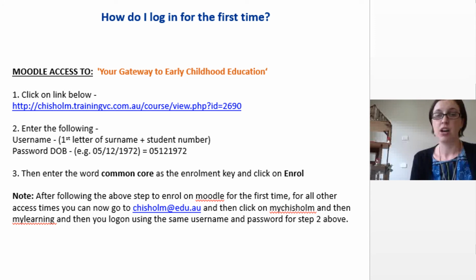And then for every other time after that, you'll just go to the Chisholm homepage, which is chisholm.edu.au. And then you'll click on My Chisholm along the bottom orange toolbar. And then you'll click on My Learning. And then you'll log on using the same steps that you see, the same username and password for step 2.